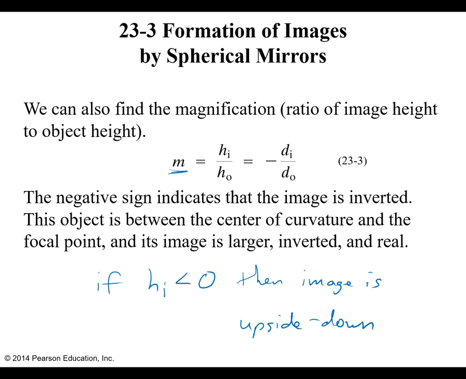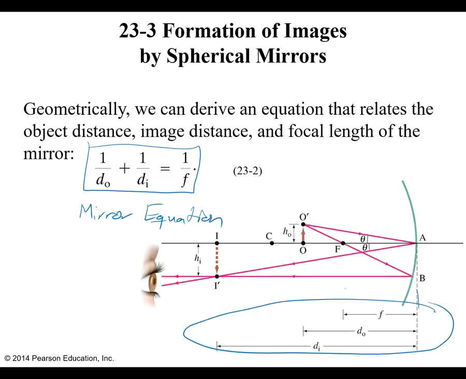Also, I should point out here that if you have a positive, sorry, not object distance, image distance. If you have a positive image distance, then you're going to have a real image. Again, remember earlier we talked about a virtual image, which is where light does not actually pass through the image. Well, here, light is passing through the image, so you have yourself a real image. And so that's a positive image distance.